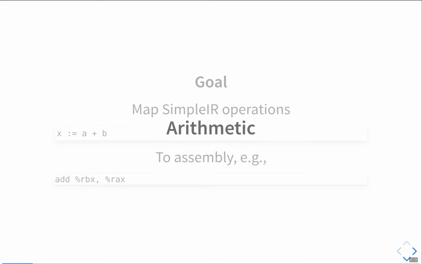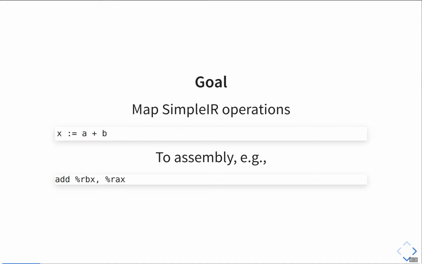So to begin, let's just review arithmetic in simple IR and assembly. The big idea of what we're going to be doing is translating instructions like this, x equals a plus b, into assembly instructions of this form, add rbx and rax together. And there's going to be more instructions involved in the compilation here, and we'll see that in the following slides.